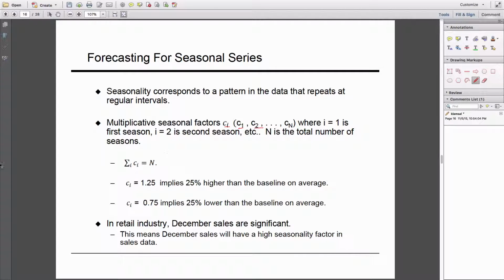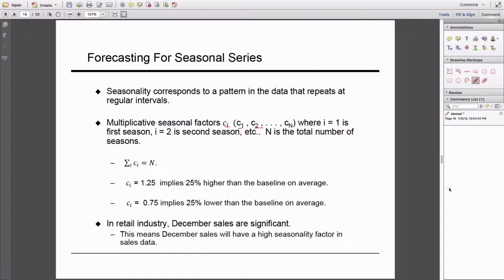How do you think about seasonal factors and the data value presented? Suppose somebody tells you Ci equals 1.25. What does that mean? Ci equals 1.25 implies that that season is 25% higher than the baseline on average. In the retail industry data, December sales are significant. This means that December sales will have a high seasonality factor in the sales data.